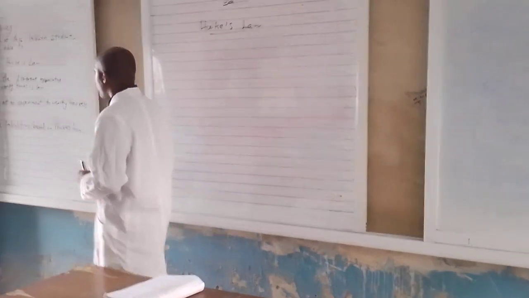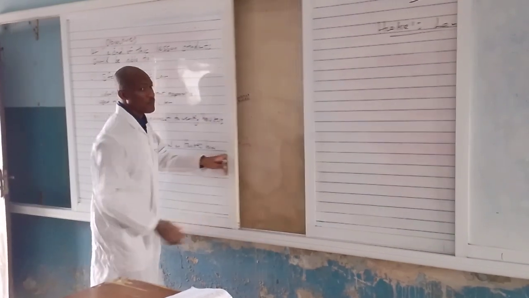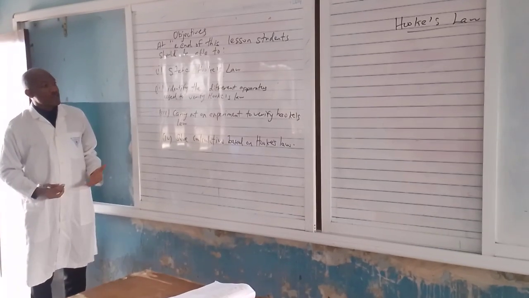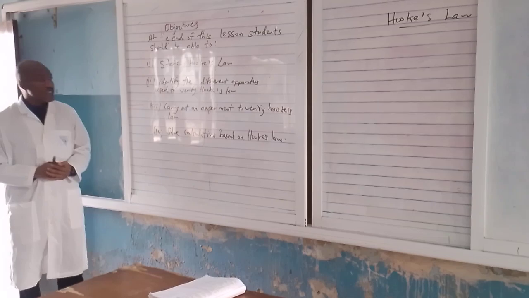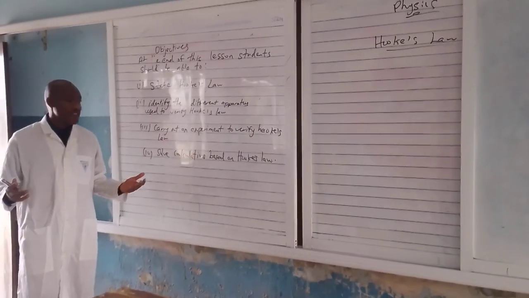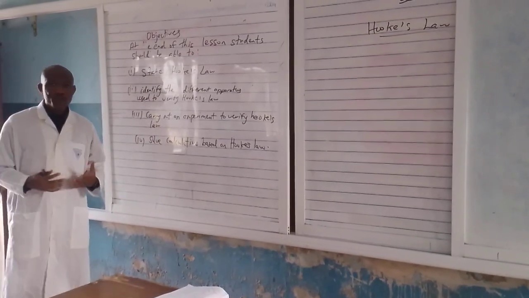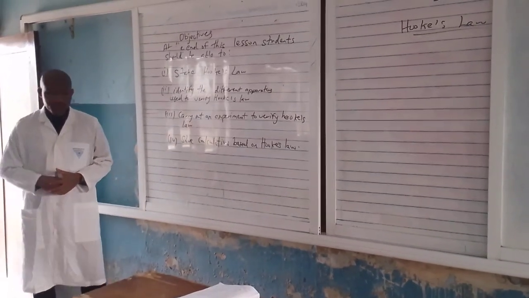Before we move further, I want us to look at some of the objectives that we will learn. We'll be looking at Hooke's law, like I said, stating Hooke's law. We will identify different apparatus used to verify Hooke's law. We may even carry out an experiment to verify Hooke's law, and then solve calculations based on Hooke's law.